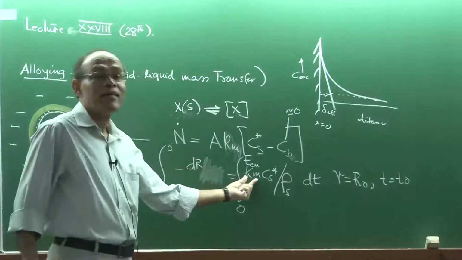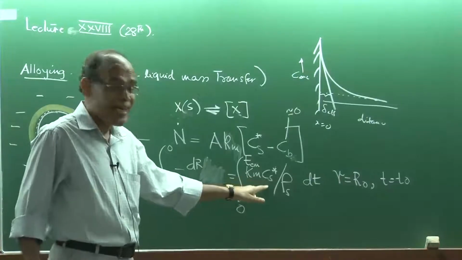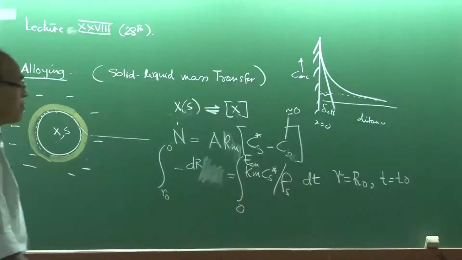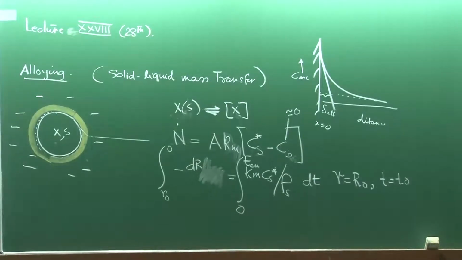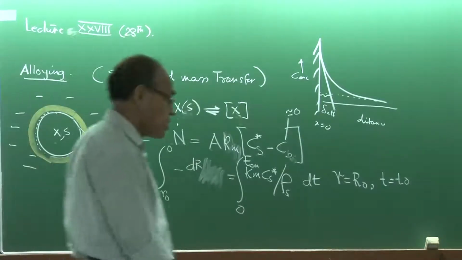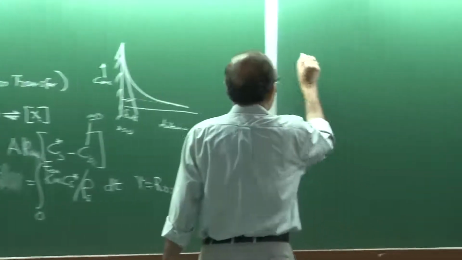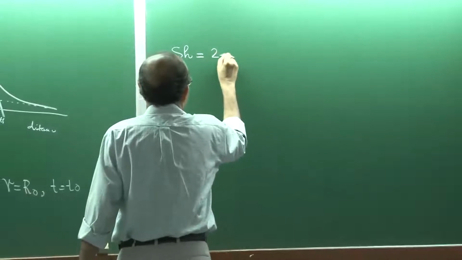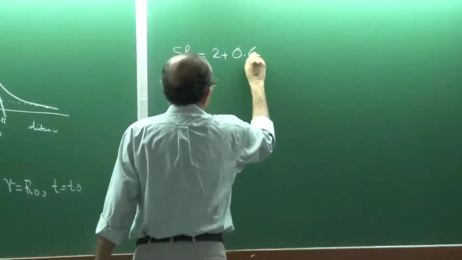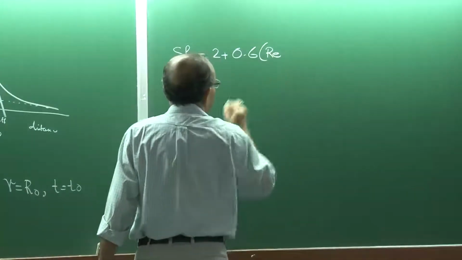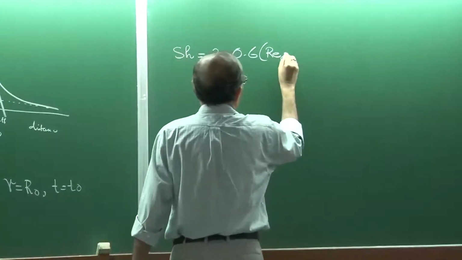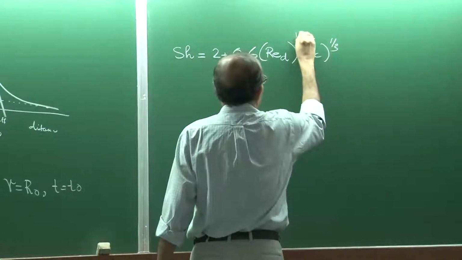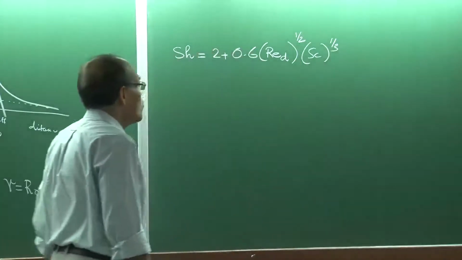But you will require the value of Km. Cs star, as I said, is known to us, rho solid is known to us, so therefore the value of Km, the mass transfer coefficient, will be needed. Now, the mass transfer coefficient, as you all know, because it's a spherical geometry, if the flow is laminar, we can apply the diameter based Reynolds number and Schmidt number raised to the power 1 by 3, the Ranz-Marshall rule.